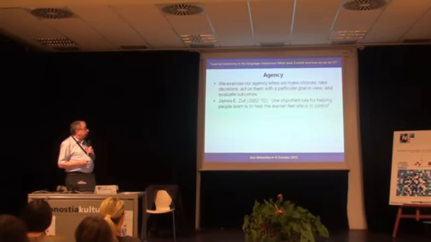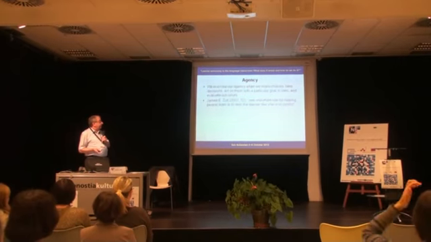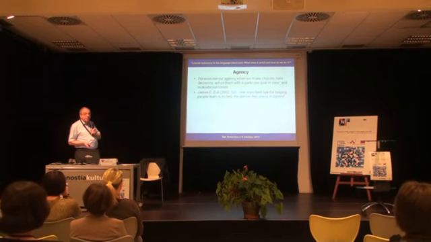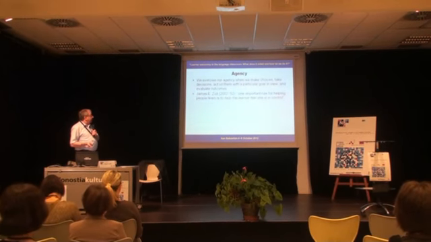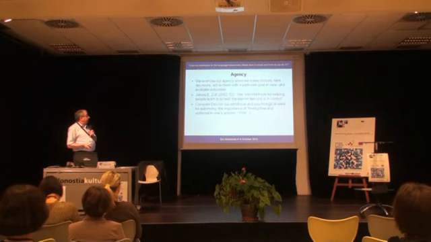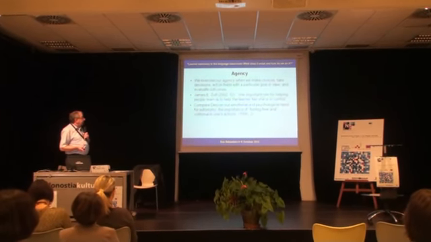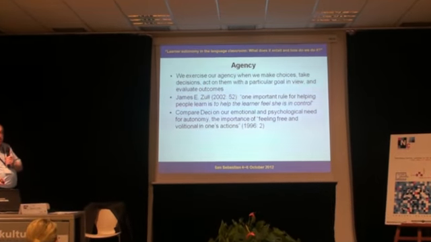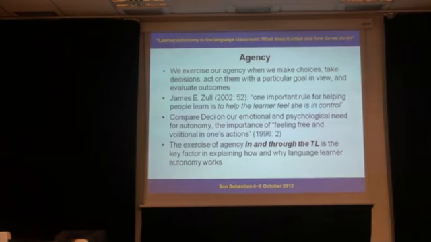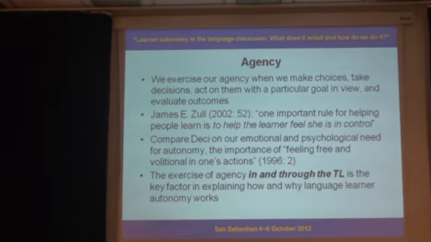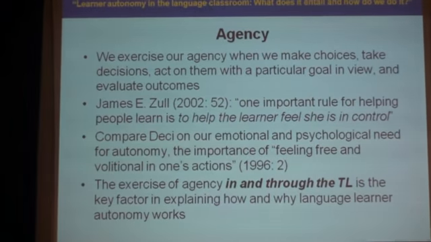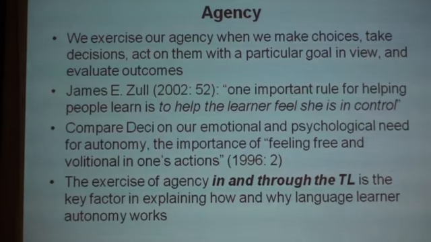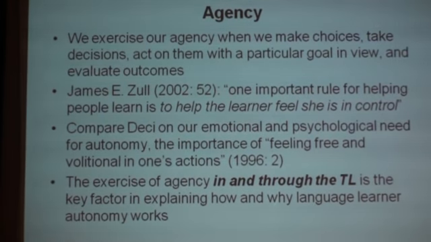Zoll says, one important rule for helping people learn is to help the learner feel she's in control. We've known that for a very long time in autonomy circles. It chimes, of course, with what Ed Deci says about our emotional and psychological need for autonomy, the importance of feeling, as he puts it, free and volitional in one's actions. And as I'm now saying for I think the fourth time, the exercise of agency in and through the target language is the key factor in explaining how and why language learner autonomy works.